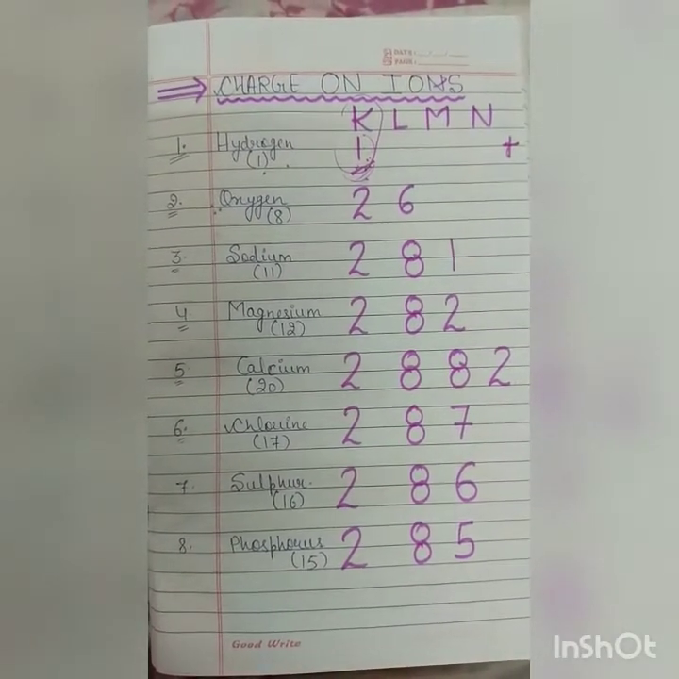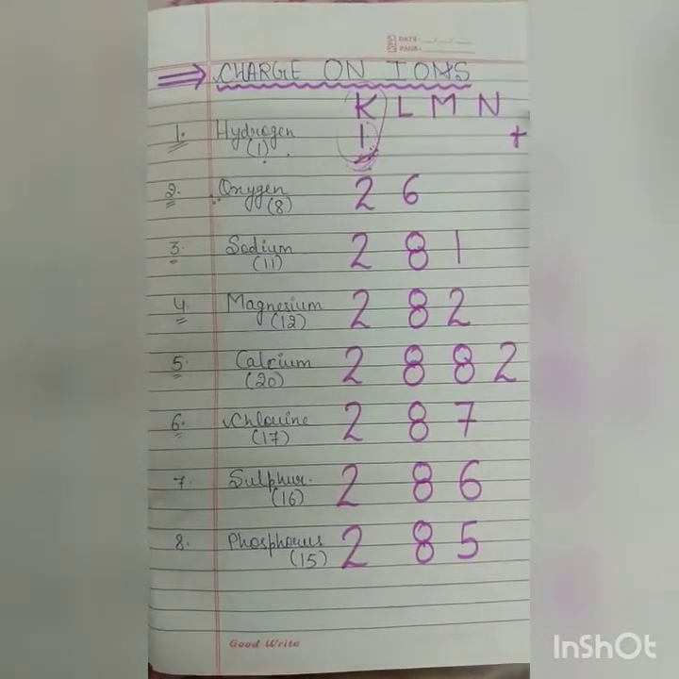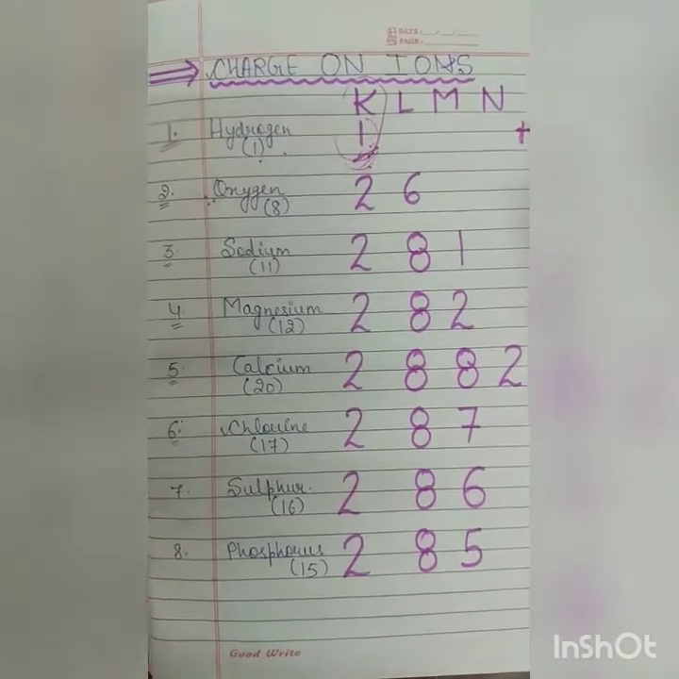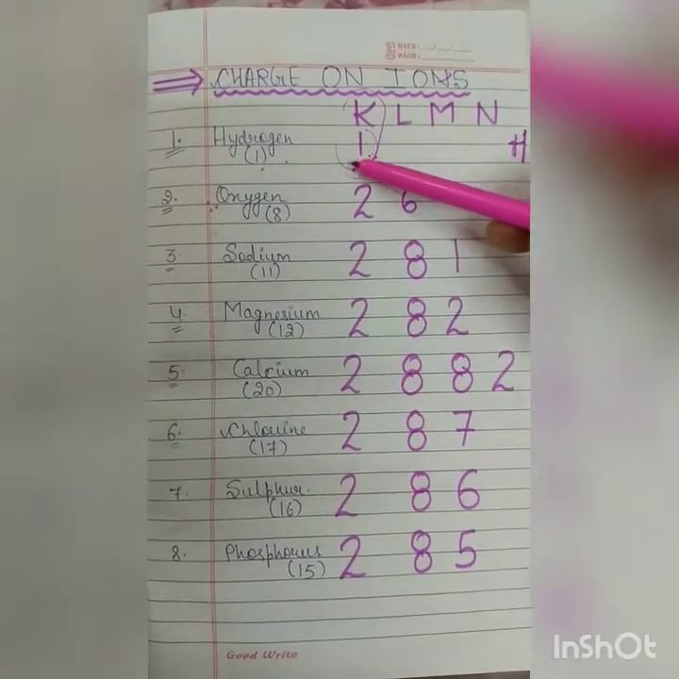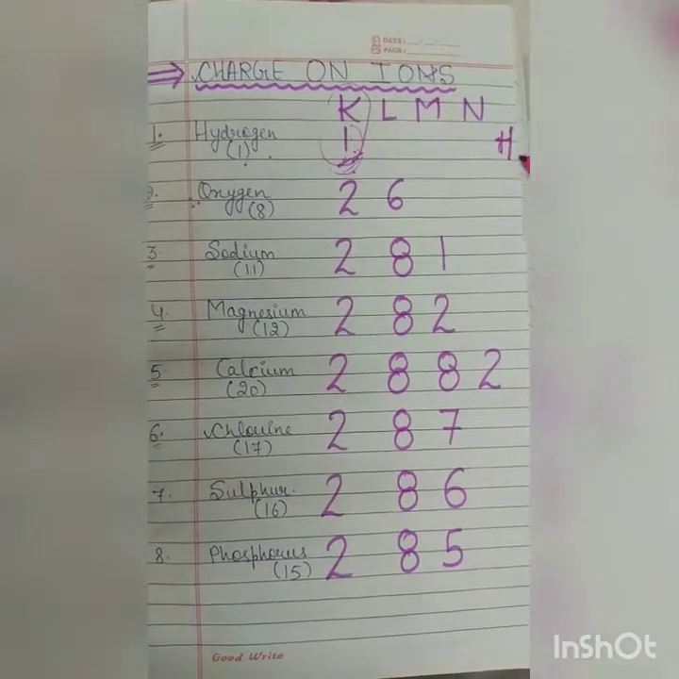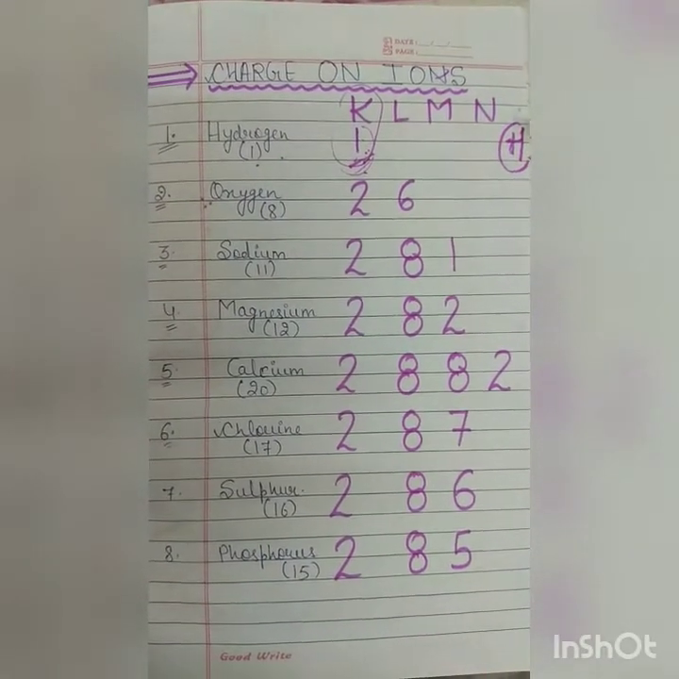And we know that only 1 electron is being lost by hydrogen. So along with the sign, we will be writing here 1. So the charge on hydrogen will be plus 1. And this will become the valency of the hydrogen ion, right?